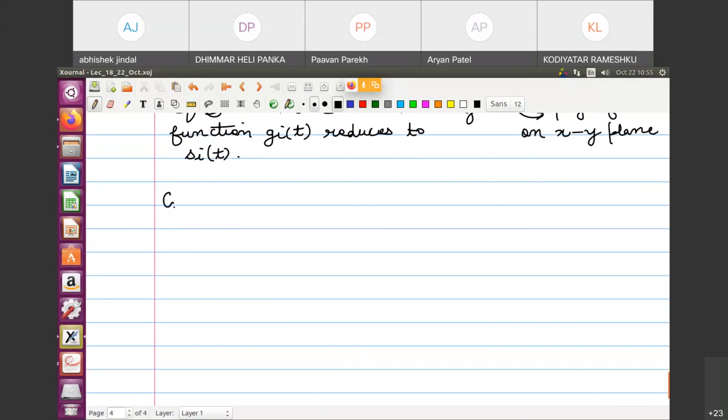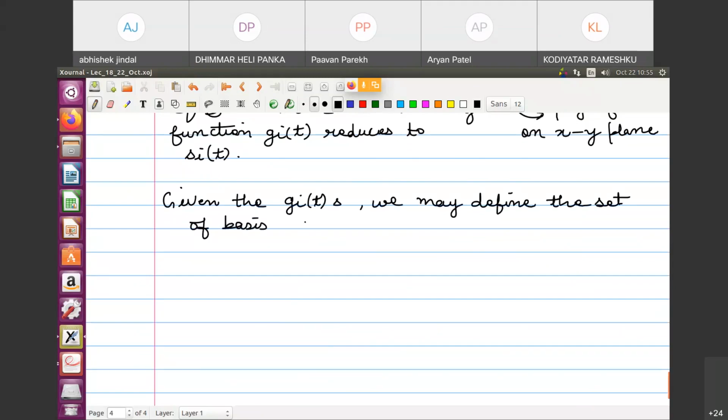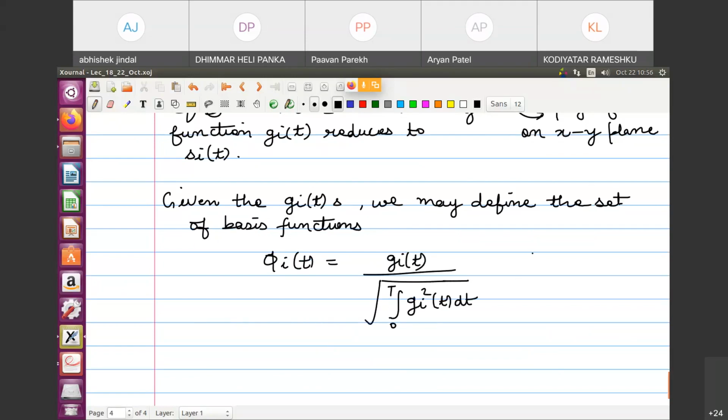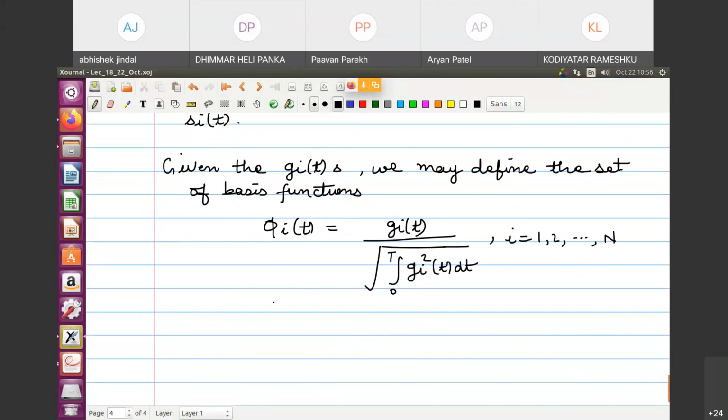So if we have obtained the Gi(t)s, given the Gi(t)s, we may define the set of basis functions phi i(t) equal to Gi(t) divided by the square root of the integral from 0 to T of Gi squared dt, for i equal to 1 to n, which form an orthonormal set.